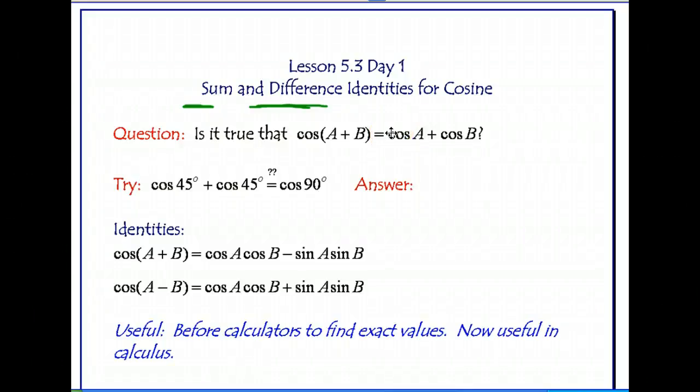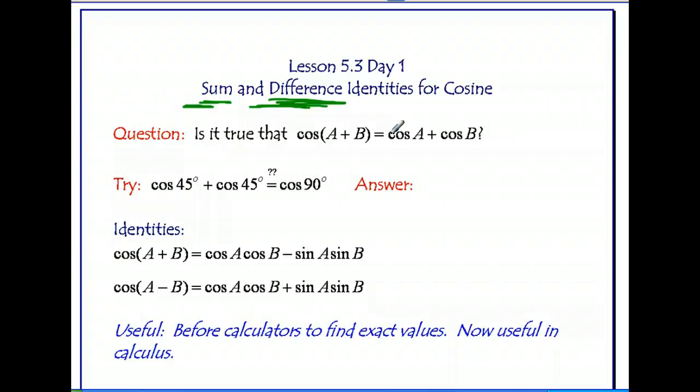All right, this is lesson 5.3, day 1, and kind of like a lot of our lessons, we're going to take this over 2 days. And I've underlined this a little bit already, but let me just hit it again. We'll learn a couple new identities today, a sum identity and a difference identity for cosine. If you're looking ahead, I wonder what chapter 5, section 4 is going to be about.